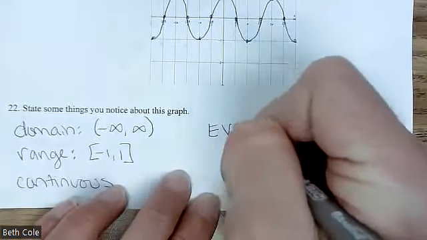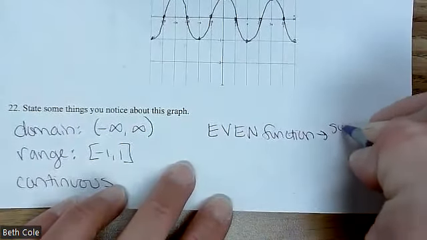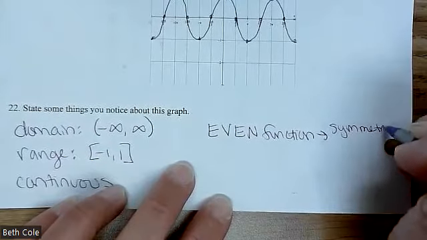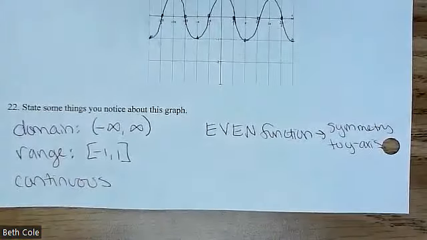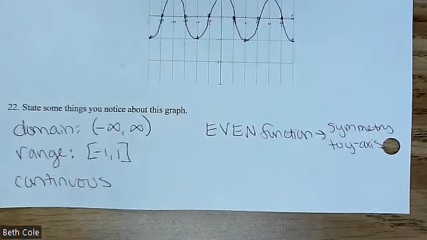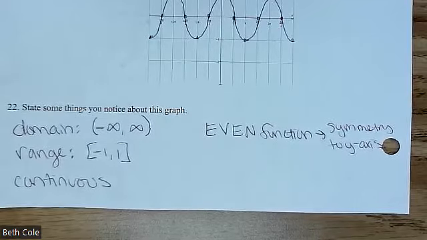Cosine is an even function. It has symmetry to the y-axis. And again, that's not super important right at this moment, but in the next unit and the one after, it is going to matter. You're going to have to know which ones are odd and which ones are even. So I'm bringing it up now so that when we get there, it won't be the first time you're hearing it.